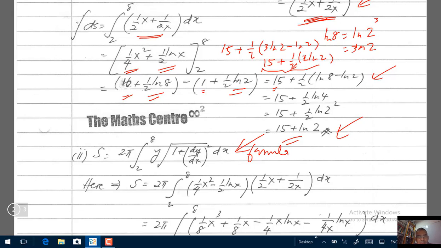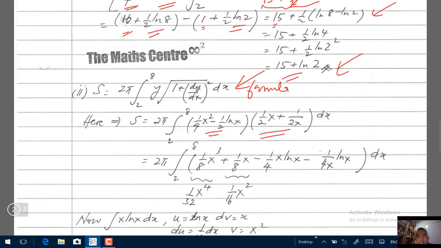All you need to do is just plug in what is y. The y they gave me is 1 over 4 x squared minus half log x. This is y. And this one here we worked out earlier. The square root of 1 plus dy dx, the whole thing squared, is half x plus 1 over 2x. Then you need to clean this up. A little bit of algebra.